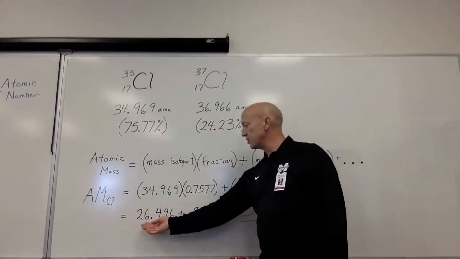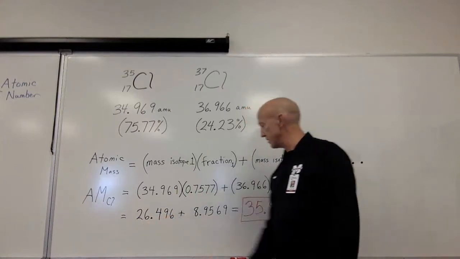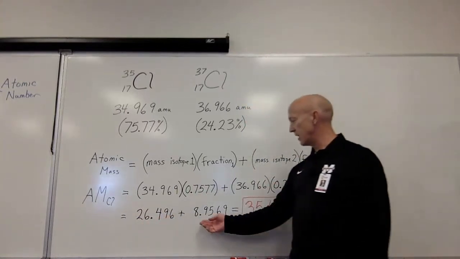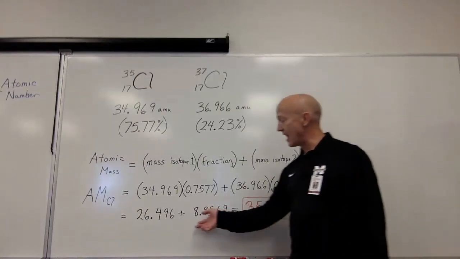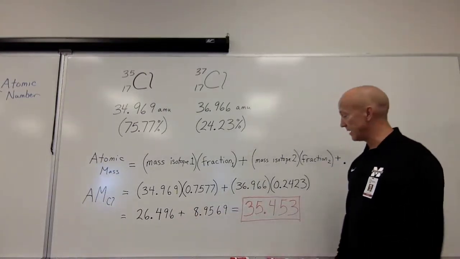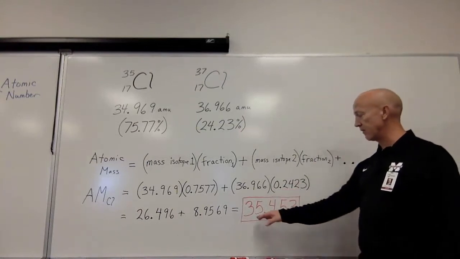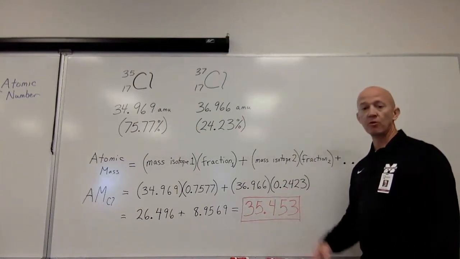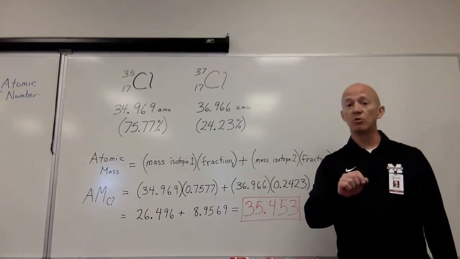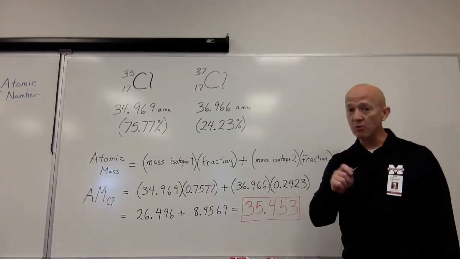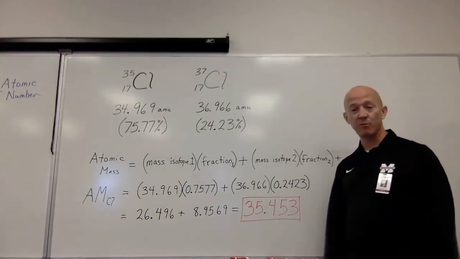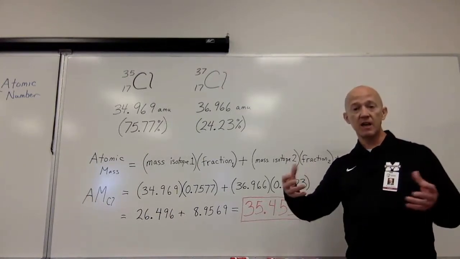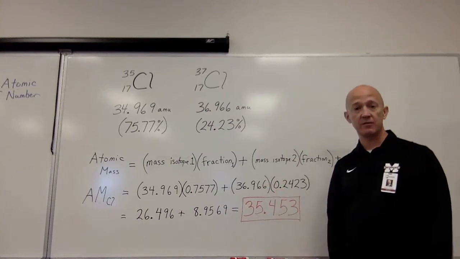This gives me 26.496, and this gives me 8.9569. And all I do is add those together, and I get a total atomic mass of 35.453. Now, if you'll go look at a periodic table, you'll notice that the atomic mass of chlorine is 35.453. So that's how they figure the atomic mass of an element.